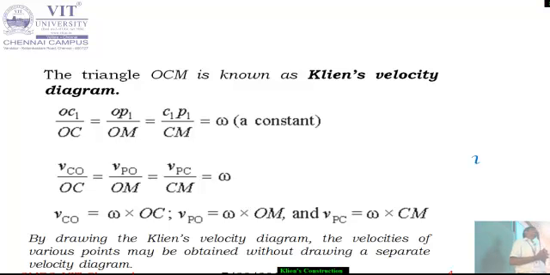Clear? So this is the main advantage of having Klein's construction. If you know the space diagram, if you know the principle, you can calculate directly by using this formula. No need to draw a velocity polygon separately. Okay. Again the same thing for the acceleration diagram.